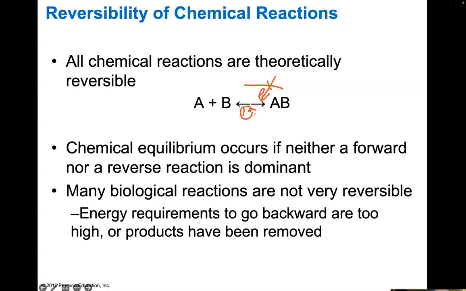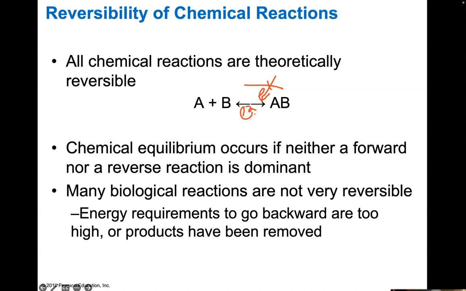A chemical equilibrium can occur if neither a forward nor reverse reaction is dominant. So the reaction's going both ways. That's when we get chemical equilibrium. Okay. And many of our biological reactions are not very reversible, meaning that there is an energy requirement to go backwards, and that energy requirement is too high, and we maybe don't have the enzyme to do it. So that ends up being what drives our reactions in one direction versus the other.